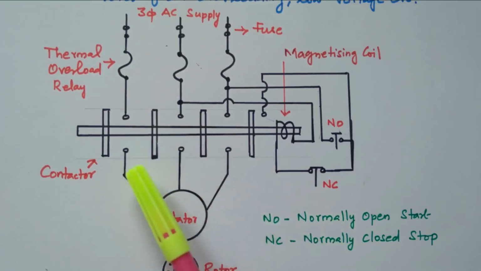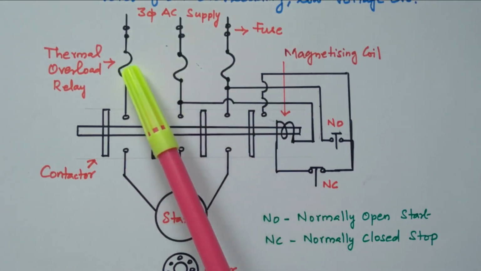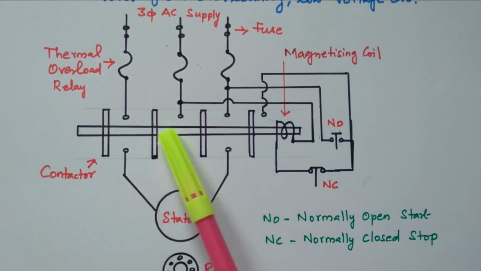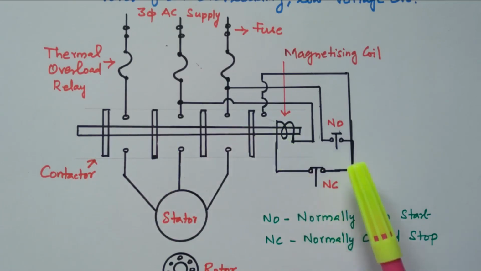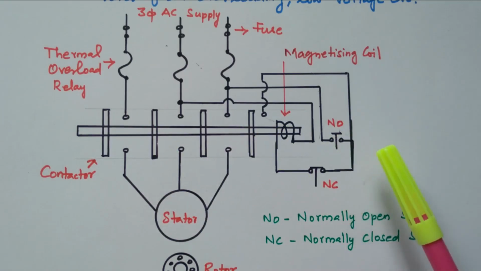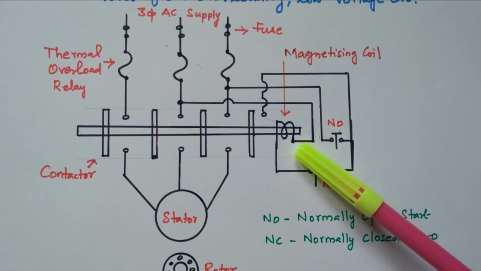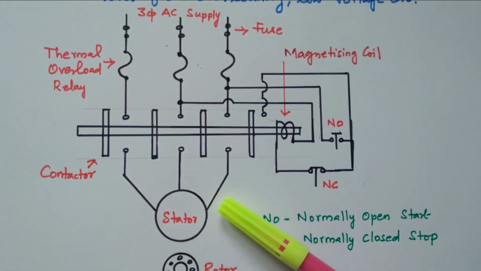So I will explain again. The 3-phase AC supply is available, a fuse is there for protection purpose, and a thermal overload relay is available to protect against overcurrent. This is the stator, which is connected through the slip ring. One magnetizing coil is available. This contactor is always in closed condition, this contactor is always in open condition. So during the starting, this NO is closed, so the coil is energized, it will attract the contact, so the 3-phase supply is given to the stator winding. So the motor will start at the rated speed.